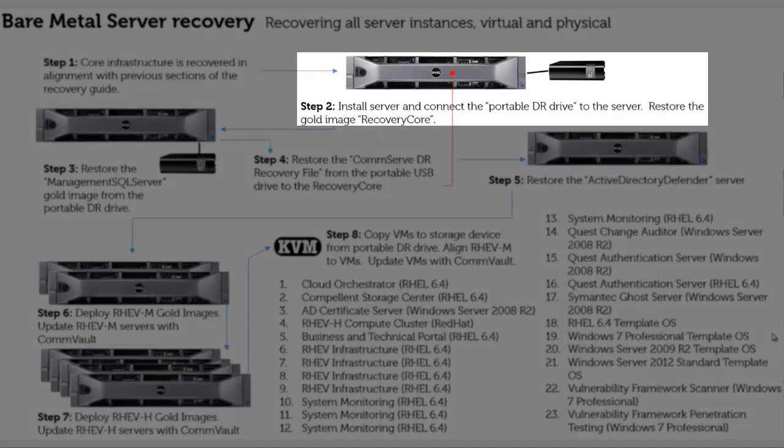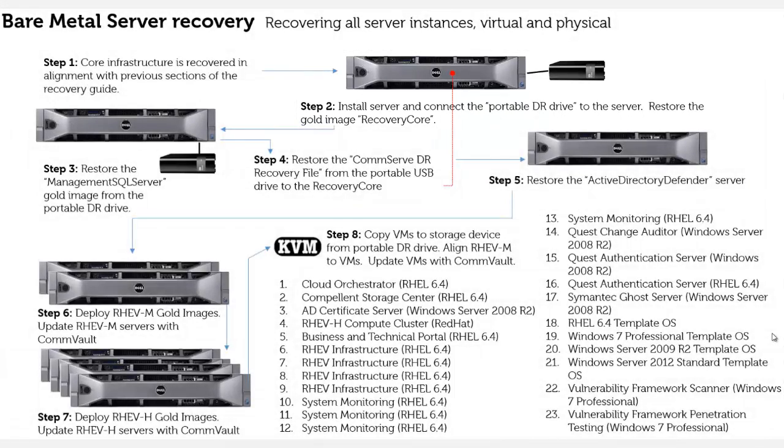The development of a portable disaster recovery drive is needed to execute this. Remember, this is in the event we have complete failure and disconnection from anyone in the environment. So here we're going to recover an image that resides on that USB drive called the recovery core. Within the recovery core, you're going to find an operating system as well as a generic load of the CommVault server. So this is just a basic image.